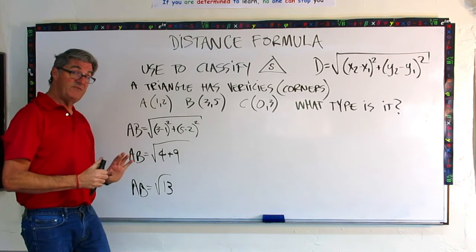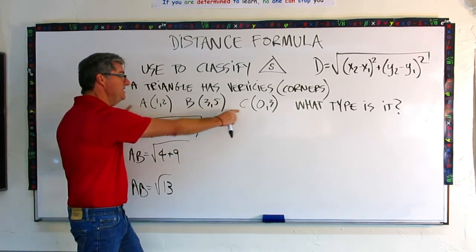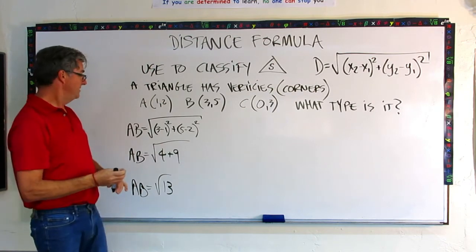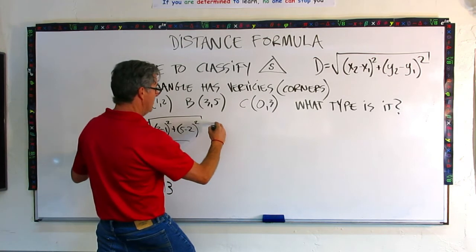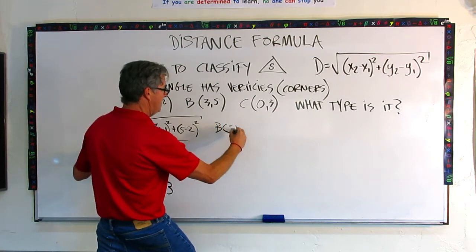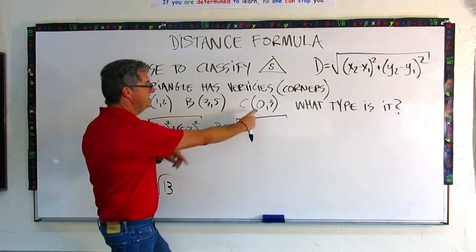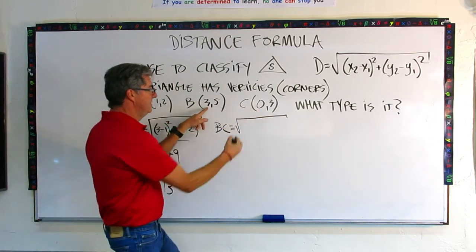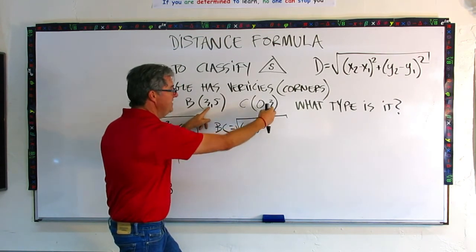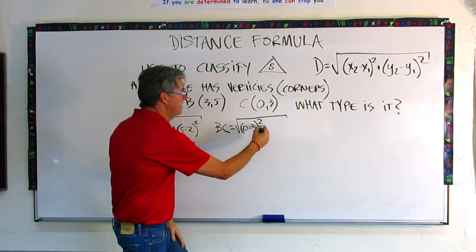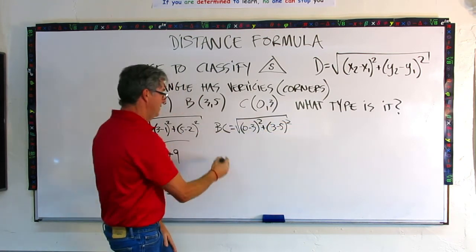If you didn't pause the video before, pause it now and figure out what BC and AC are. Okay, let's do that. So there's our one side, AB is root 13. Now let's do BC. So BC is going to be this x2 minus x1, so that's 0 minus 3 squared, and this y2 minus that y1, plus 3 minus 5 squared.